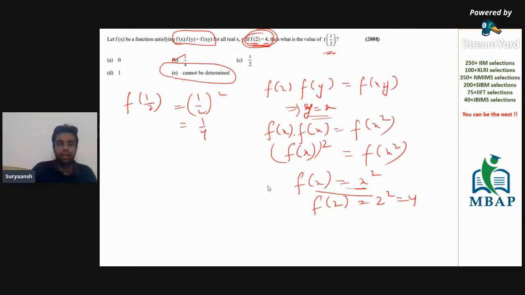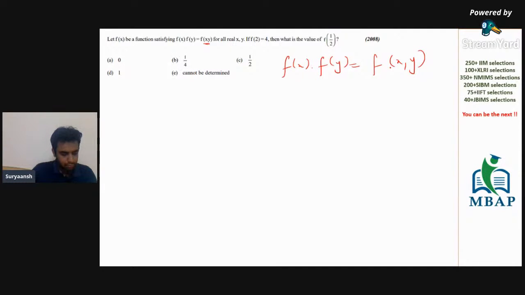f of y is given as f of xy. This is the second method: f of x into f of y is equal to f of xy. Now what we know is f of 2 is equal to 4. So let's put x is equal to 2 and y is equal to 1.